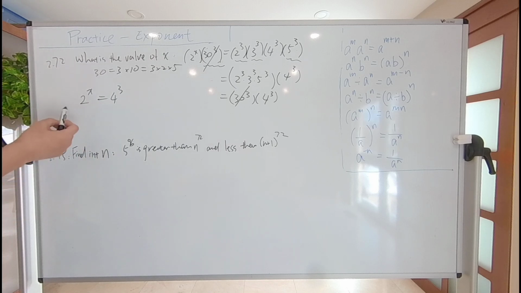Now we're very close. In order to get the number in the power position, if we have the same base, then the powers should also be equal to each other from left to right.